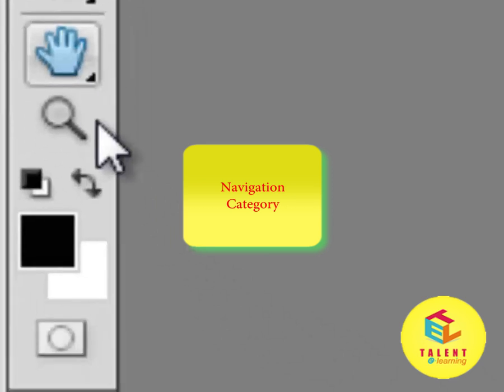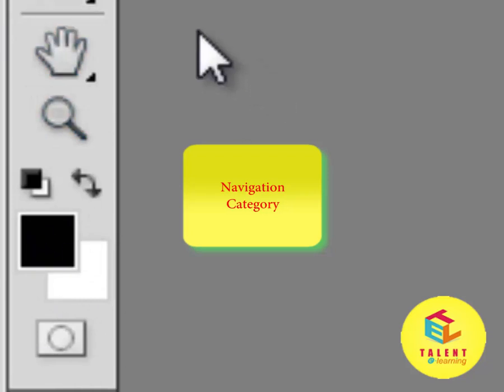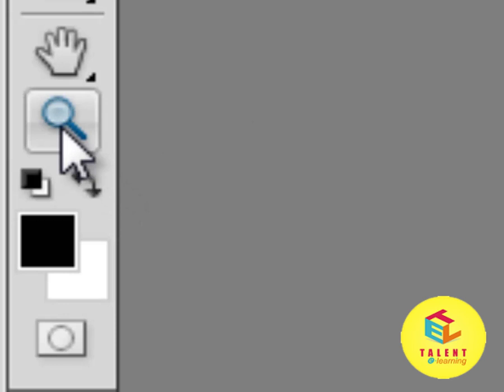And the fourth and the last section is the navigation section. This category has the tools that we need to navigate through our canvas or through our image. The hand tool helps to move, the zoom tool helps to zoom in and out, and we can set the color of all the tools that we are using from here.